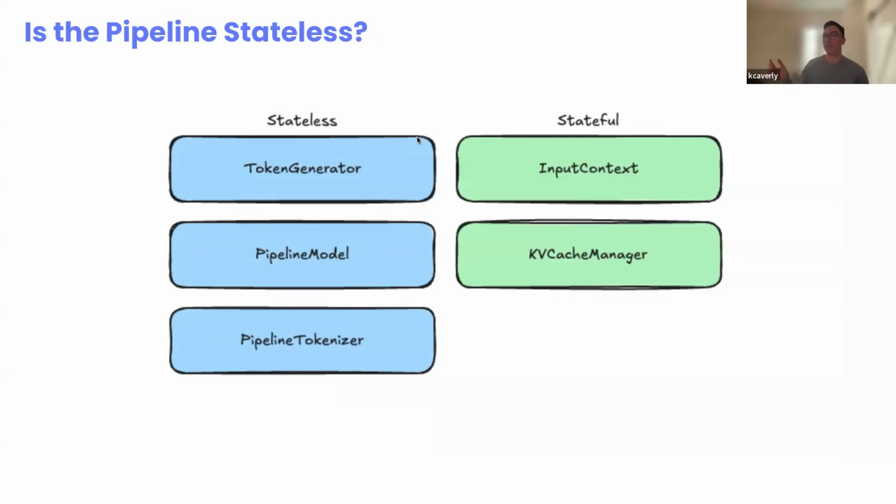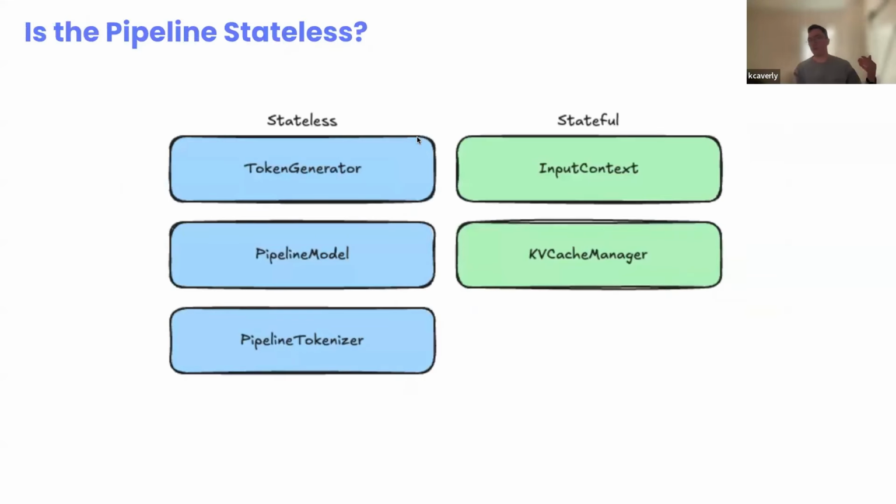It's also important to note that the pipeline is in this semi-state of statelessness. Objects like the token generator, the pipeline model, and the pipeline tokenizer are, for the most part, stateless. These are essentially graphs that take a series of inputs and execute against them. But there are two primary pieces of state: the input context object, which contains in-flight sequence information, and the KV cache manager, which manages what portion of the cache is allocated, how we get more data from the cache, how we write into the cache, etc.